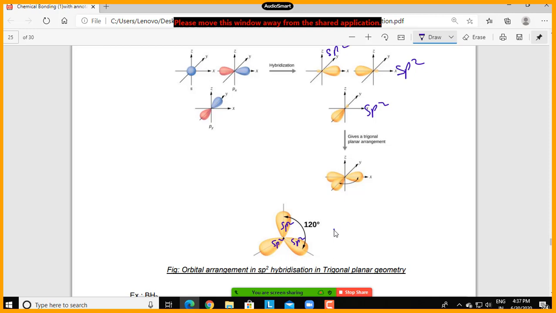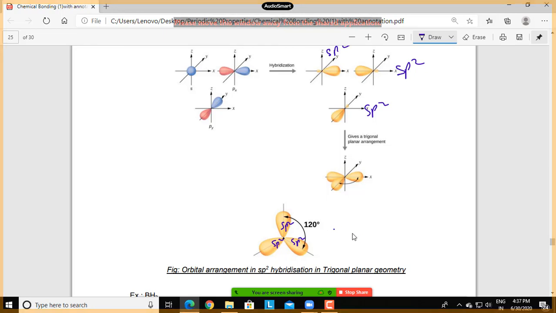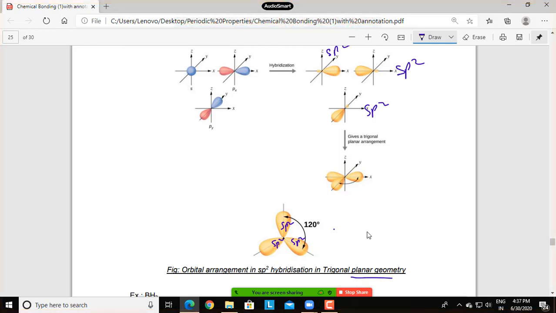सर तीन डिफरेंट प्लेन्स पे रहेगा ना? नहीं, सेम प्लेन में आ जाएगा. तीन रहेगा तो सेम प्लेन में आ जाएगा? Yes, same plane. It is planar. That's why it is written trigonal planar. It can be in a same plane.